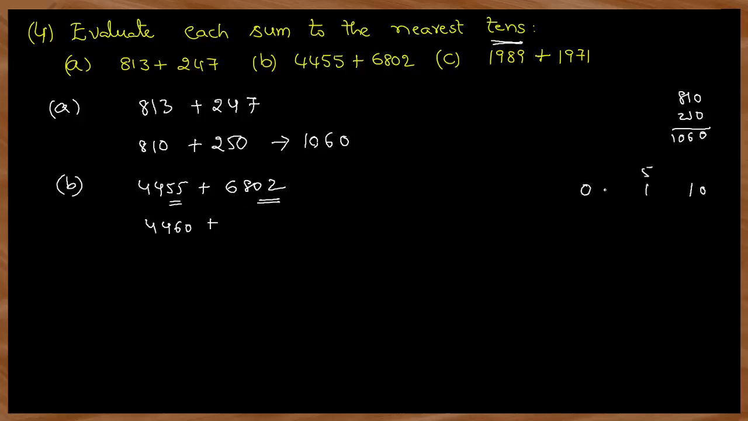The middle number is 5, but 2 lies here, which is nearest to the 0. Okay, for 2, the nearest 10 is 0 only. That's why you should write here 6800. Okay, 02 you can write as 00. So now we can add these two, 4460 plus 6800.